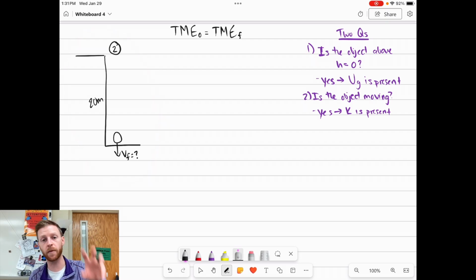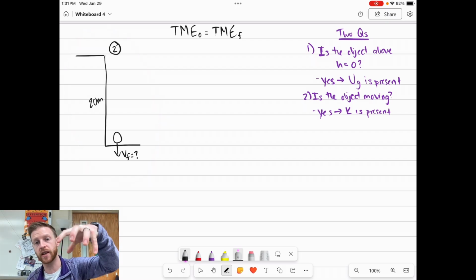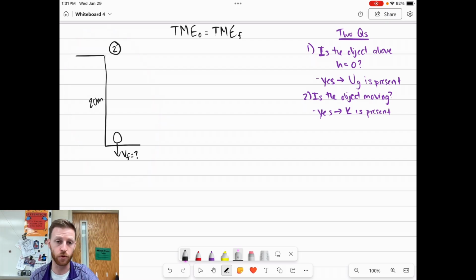At the start, when I drop this 2 kilogram ball off the cliff, is it moving? Yes, it is moving. Sorry, I'm getting mixed up here. No, it is not moving. I asked the questions out of order. So no, it is not moving, so I don't have kinetic energy. But is it above h equals 0? H equals 0 is the ground, and it is. So at the start, I'm going to have potential energy at the beginning.